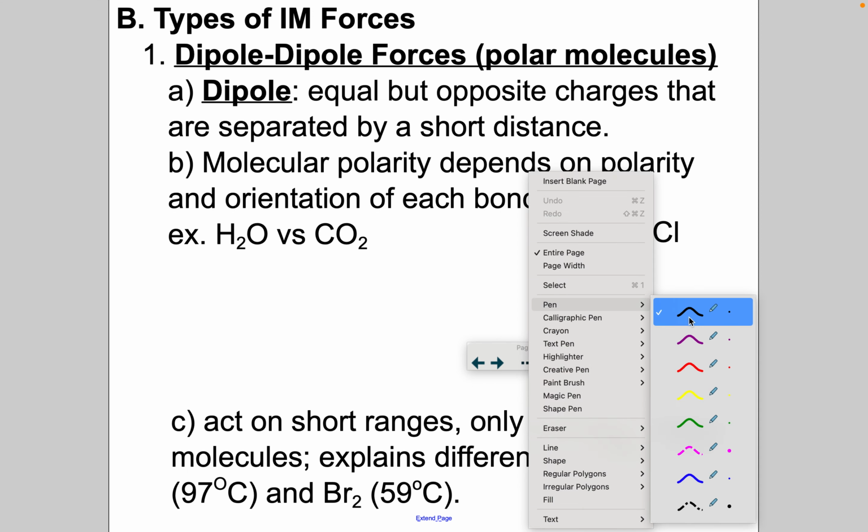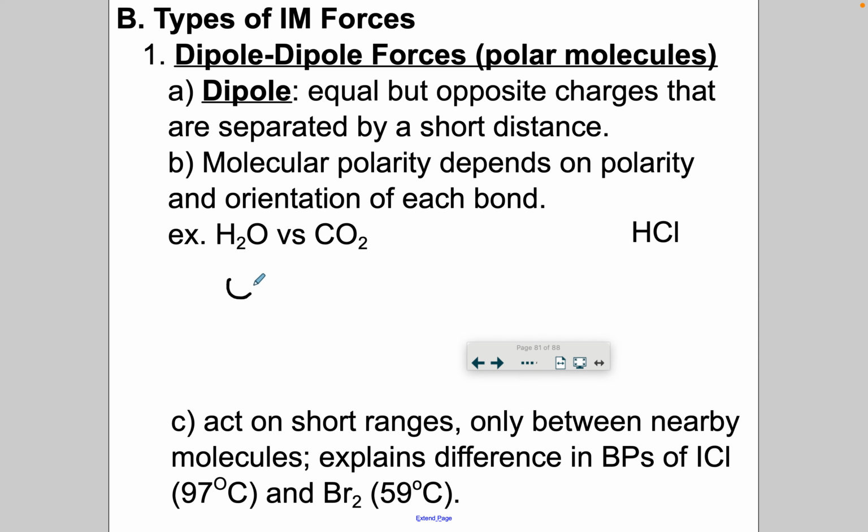So I'm going to draw water here. And I already know what water looks like. It's a bent molecule, 2 hydrogens, 2 lone pairs. Now, oxygen has a high electronegativity value compared to hydrogen. I think oxygen's like 3.5 and hydrogen's 2.1. So all the electrons tend to hang out with oxygen, and so this ends up being a slightly negative charge, while the hydrogens tend to be slightly positive. And so it can act like a tiny little magnet.